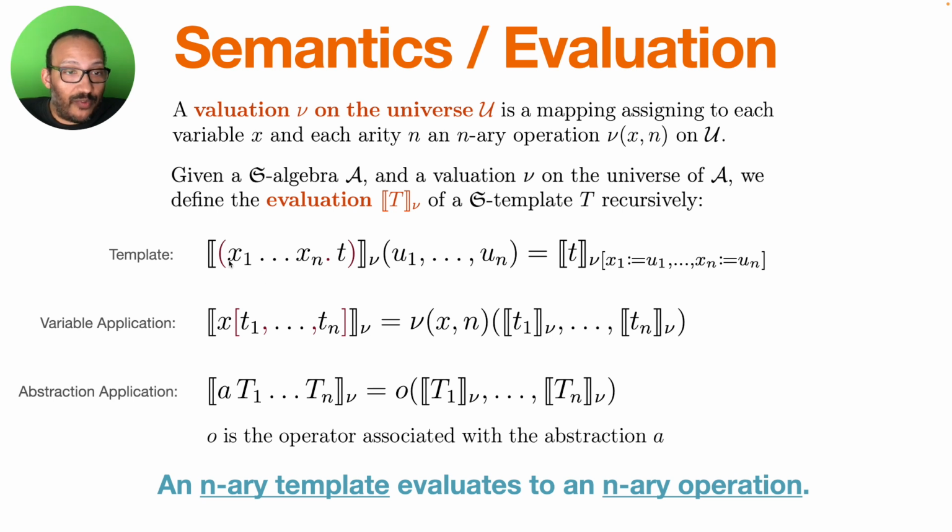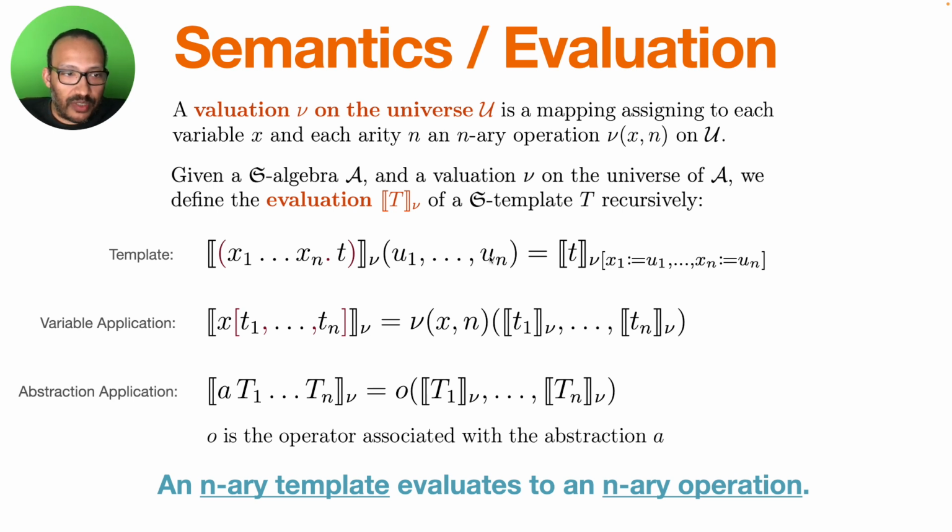Okay, so when we do the evaluation of a template, it's an n-ary template, so that means the operation will take n arguments, and evaluation is always with respect to a valuation. For each combination of arguments, we update the valuation, and this yields a new valuation, and we evaluate the body of the template with this new valuation.